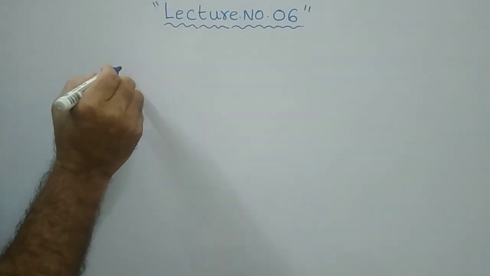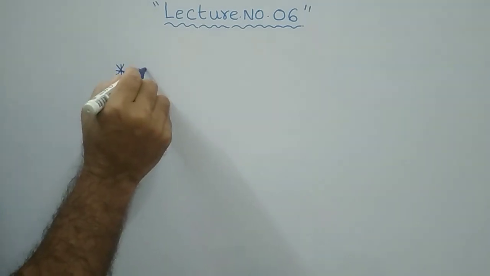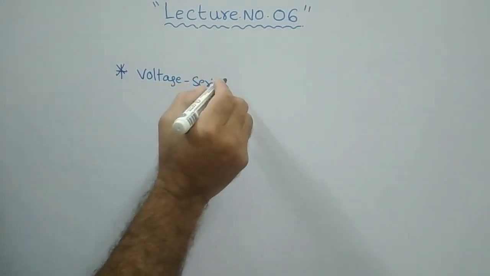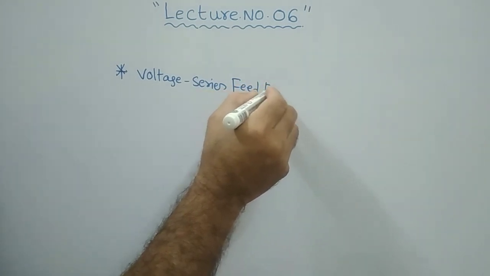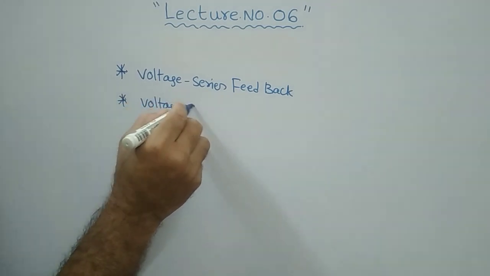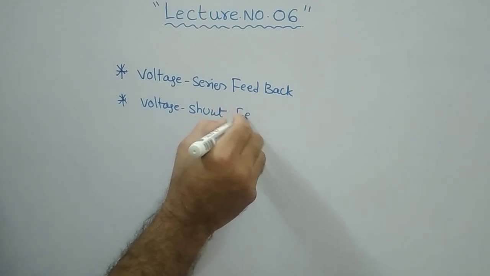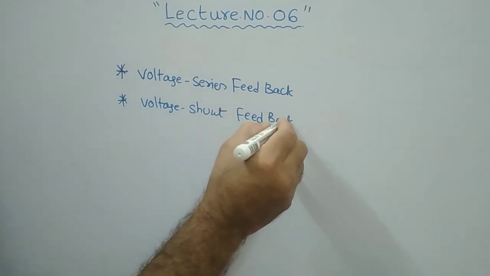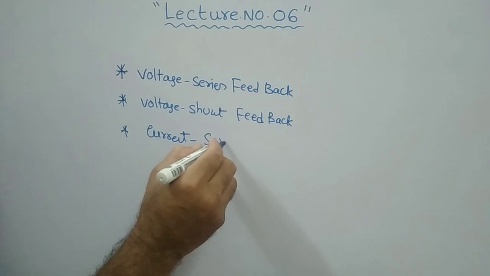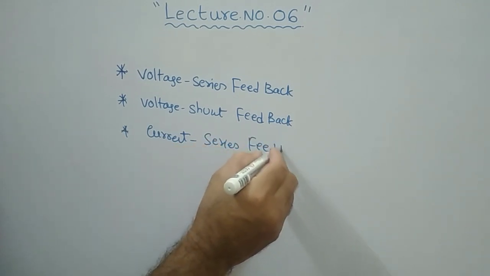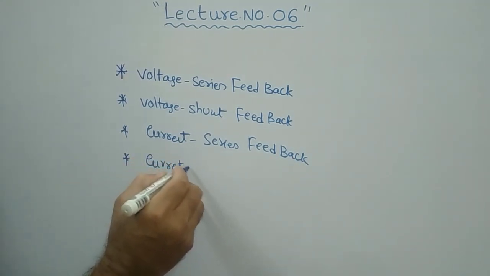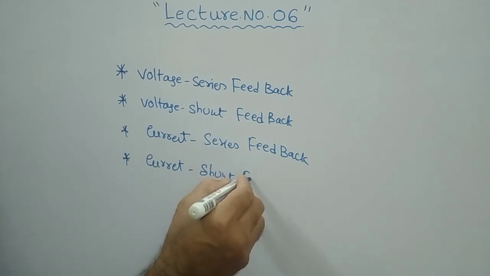Let us see those things. So far, what have we seen, tell me. The first one is voltage series feedback. What is the second one? It is voltage shunt feedback. Right? What is the third one? It is current series feedback. What is the fourth one? Current shunt. It is a current shunt feedback.